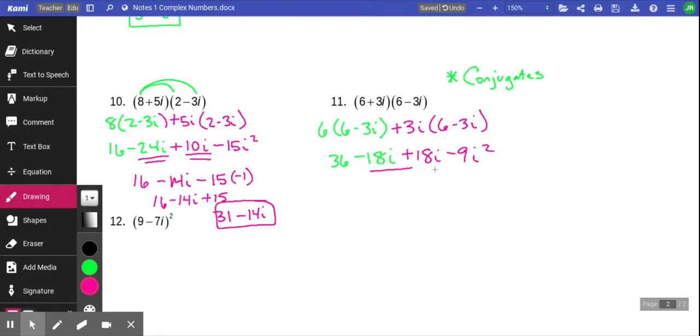So combining my like terms, this is going to give me 36, and then these cancel each other out, and so I'm left with minus 9, but instead of writing i squared, I can convert that to the real number of negative 1. So this gives me 36 plus 9, which gives me the real number of 45. So this is why conjugates are going to be important for us, is because they take us from a complex world back into the real world because it gets rid of all of the imaginary components.